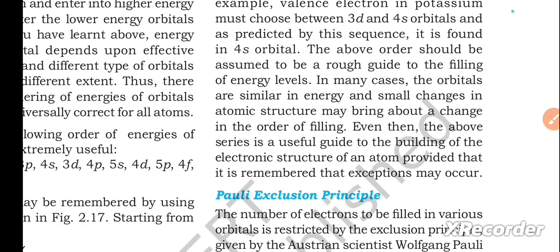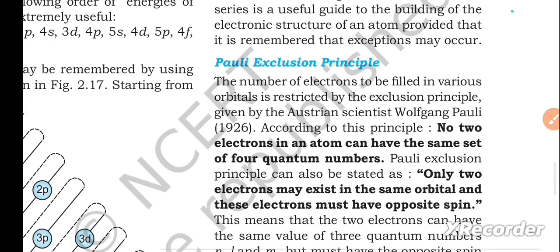The above order should be assumed to be a rough guide to the filling of energy levels. In many cases, the orbitals are similar in energy and small changes in atomic structure may bring about a change in the order of filling. Even then, the above series is a useful guide to the building of the electronic structure of an atom, provided that it is remembered that exceptions may occur.